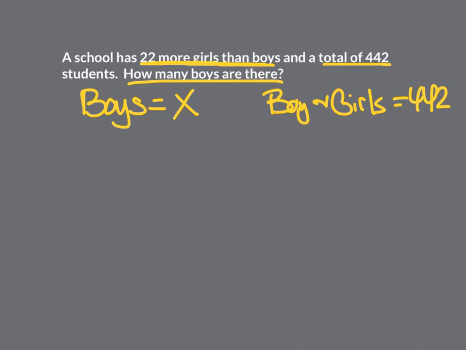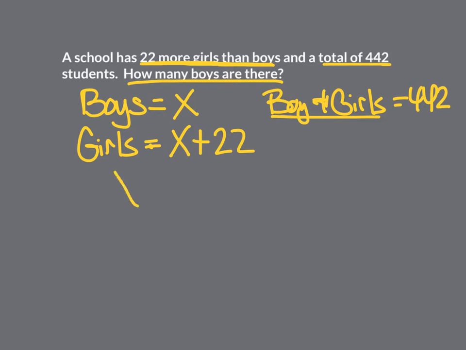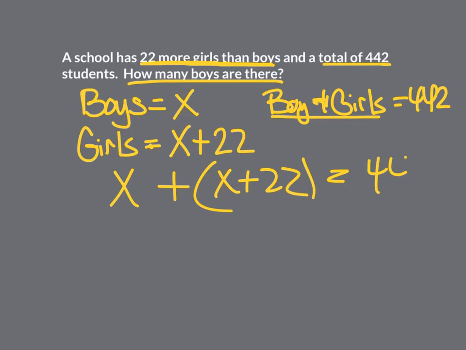So if boys is x, what do we know about girls? Well, there's 22 more girls than boys. So girls we can represent as 22 more than boys. So how would we write that? x plus 22. All right, so if we know our total is the boys plus the girls, so we can say the boys plus the girls, that's the girls, right, equals 442.